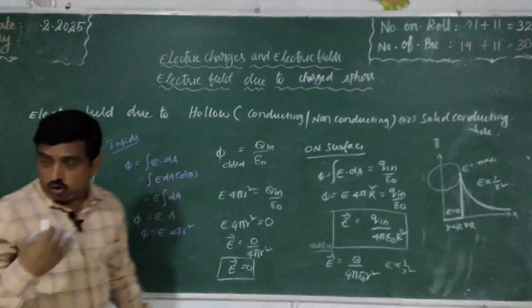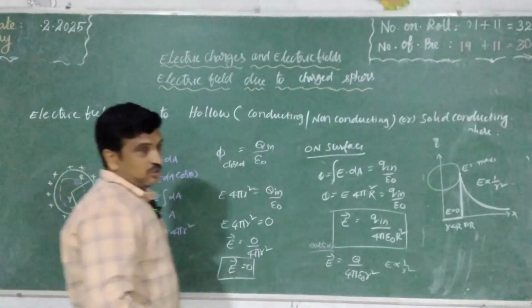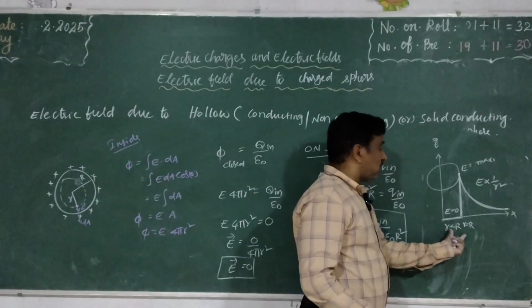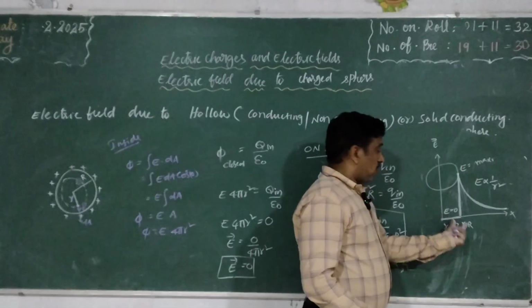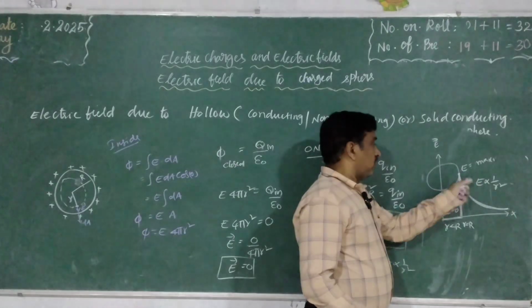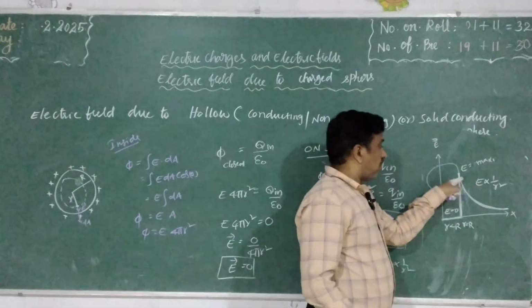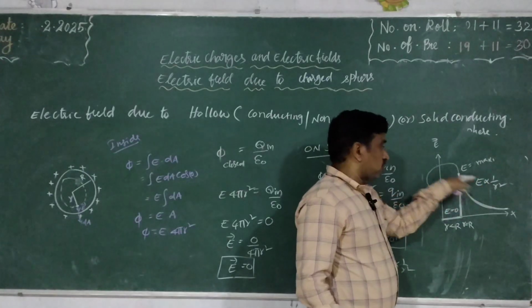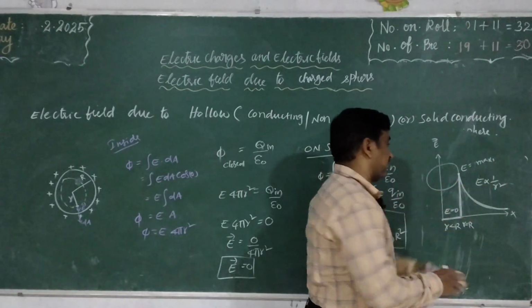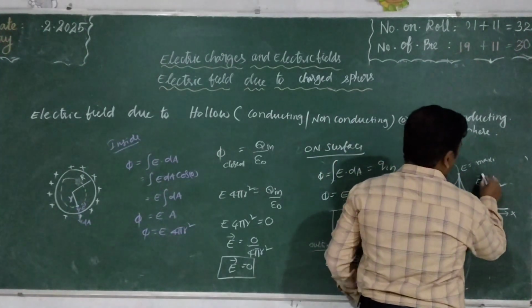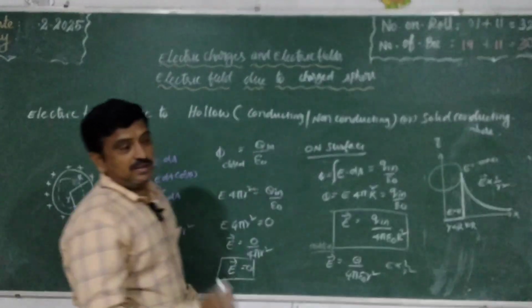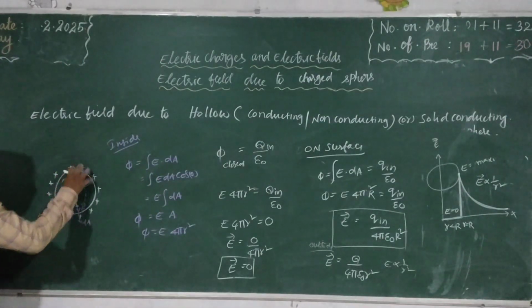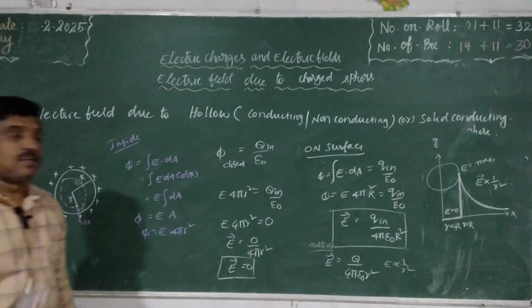This is the graph for a hollow conducting or non-conducting, or solid conducting sphere. Inside, at less than capital R, E is 0; at r equal to capital R it is maximum. Outside the sphere, E is proportional to 1 by r squared, so the electric field decreases. This is the graph of electric field versus radius for a hollow conducting, non-conducting, or solid conducting sphere.